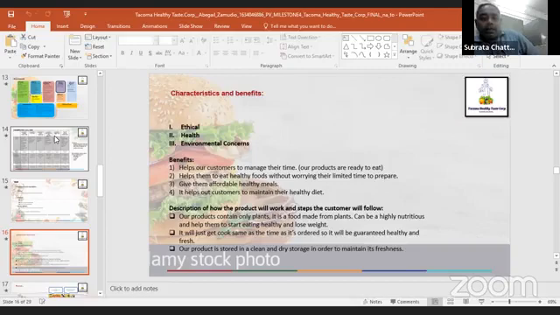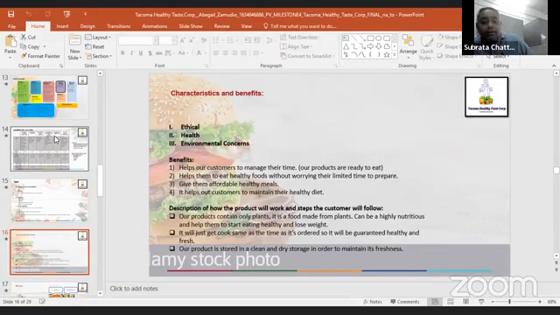Now, coming to the characteristics, they say that they are ethical in their products and in the marketing. Health, definitely yes, and environmental concerns are also there. Now, what are the benefits? It helps their customers to manage time, have healthy foods, affordable healthy meals, and the customers can maintain a healthy diet.